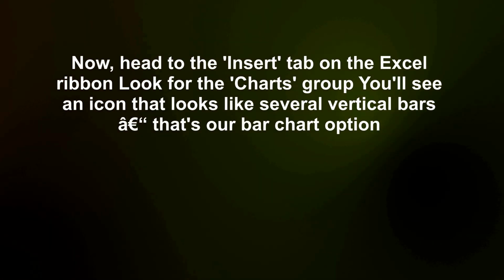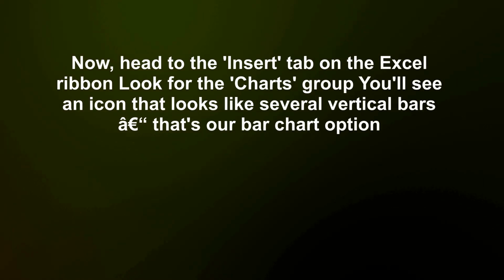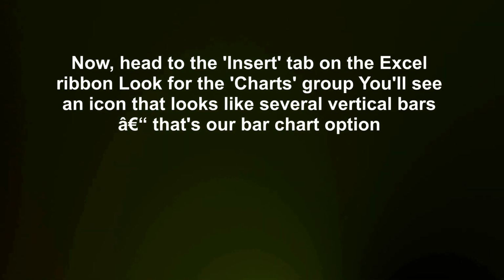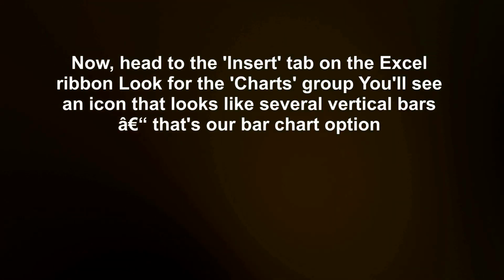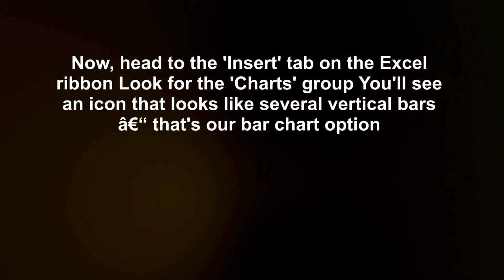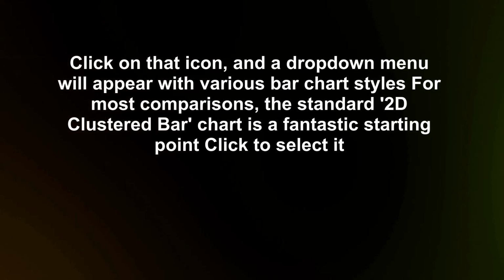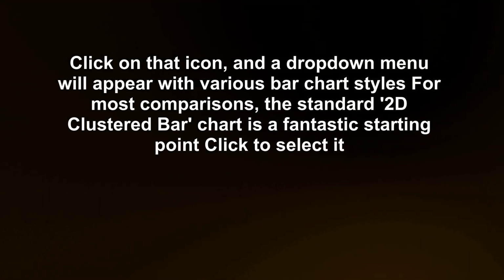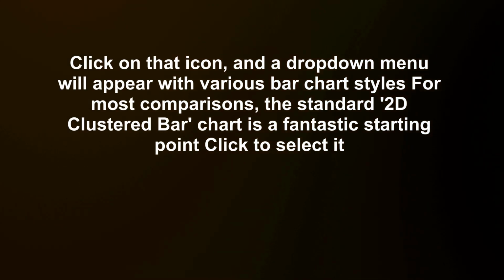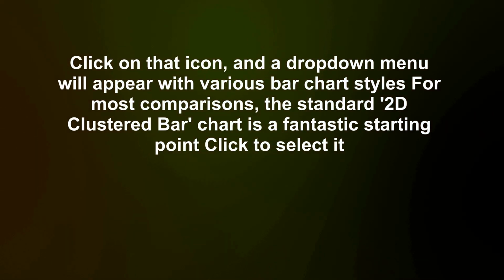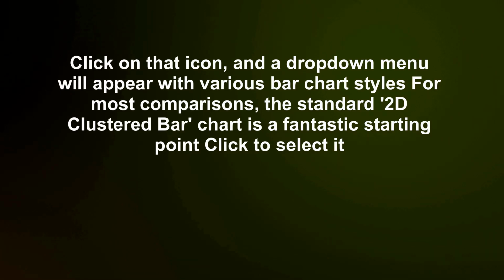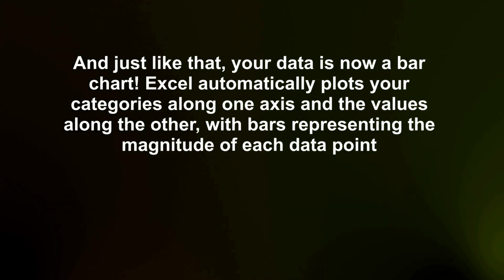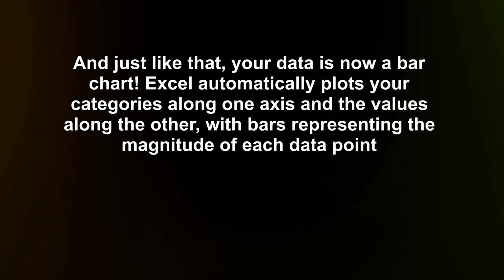all of it. Now, head to the Insert tab on the Excel ribbon. Look for the Charts group. You'll see an icon that looks like several vertical bars. That's our bar chart option. Click on that icon, and a drop-down menu will appear with various bar chart styles. For most comparisons, the standard clustered bar chart is a fantastic starting point. Click to select it. And just like that, your data is now a bar chart.